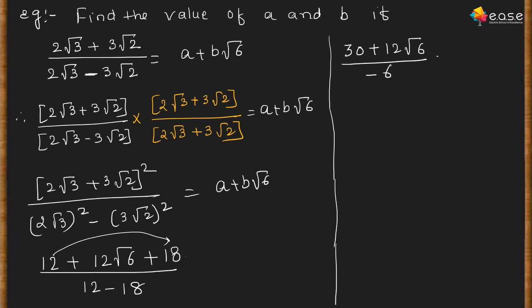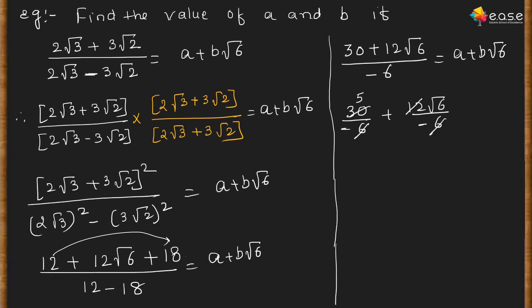If you look at this, this is equal to a plus b root 6. Okay, let's separate the denominators there. So we can say 30 divided by negative 6 plus 12 root 6 divided by negative 6. Okay, 6 5s are 30, and 6 2s are 12. This is equal to a plus b root 6. Now let's write down, this will give you minus 5 minus 2 root 6. This is equal to a plus b root 6.